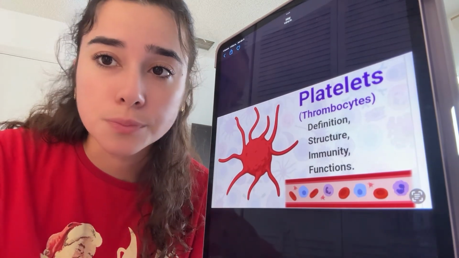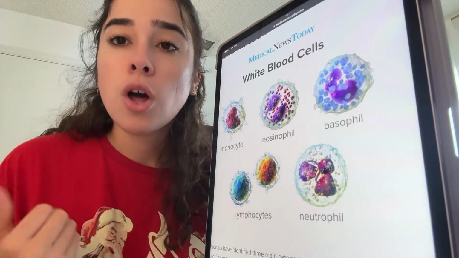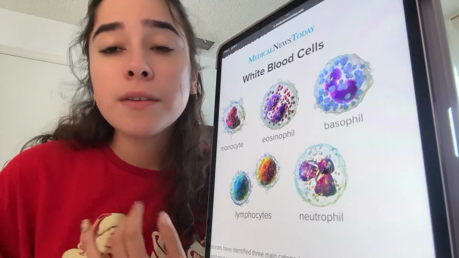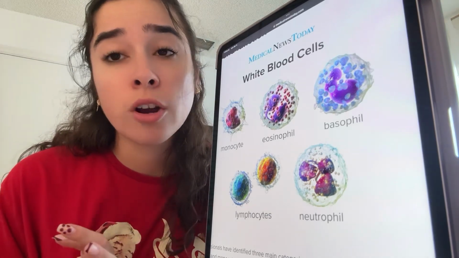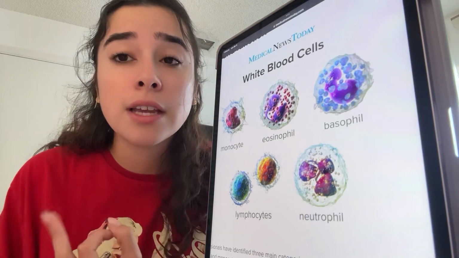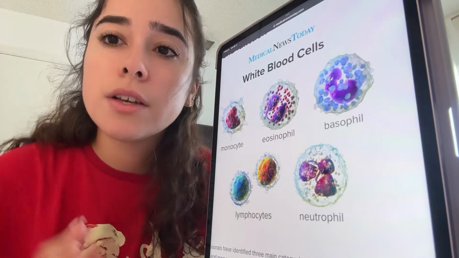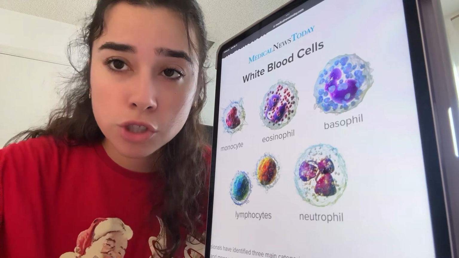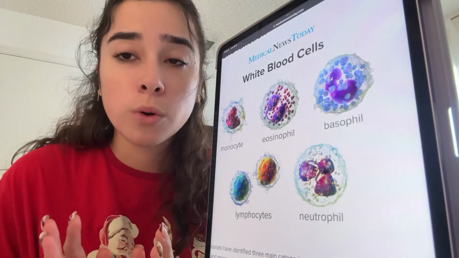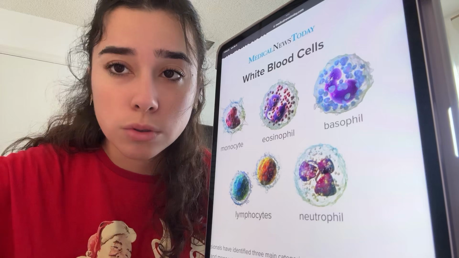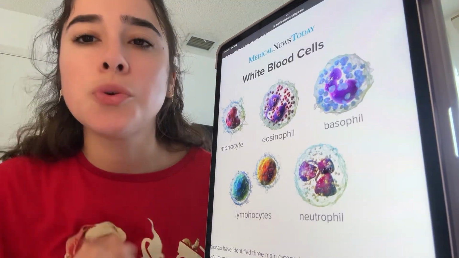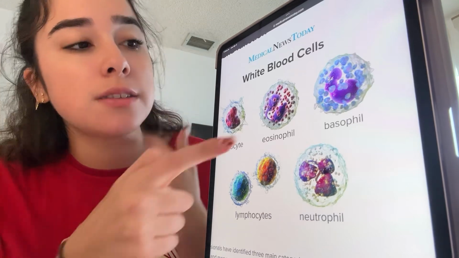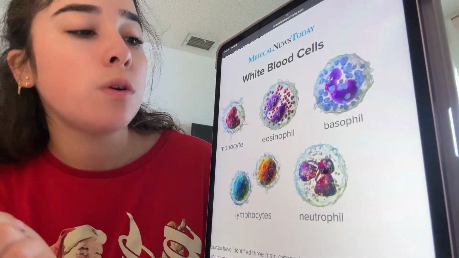Next, we have white blood cells, known as leukocytes, which are the body's defense mechanism. They help fight infections and protect us against harmful invaders such as bacteria, and they can even kill cancer cells. There are 5 different types of white blood cells within our blood, and each of them has a different function. They're separated into 2 categories, granulocytes and agranulocytes. Agranulocytes are the lymphocytes and the monocytes, and granulocytes, which means they have a protective layer on the outside, are the eosinophils, basophils, and neutrophils.